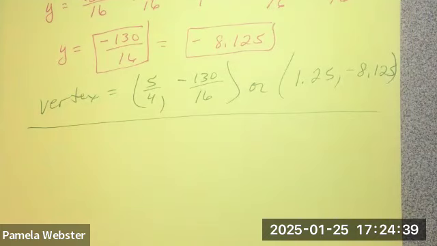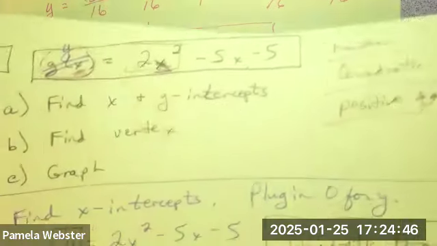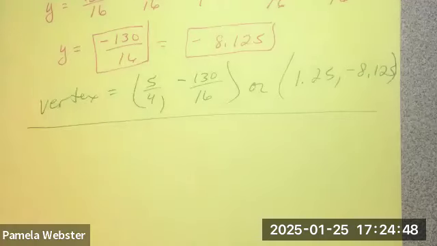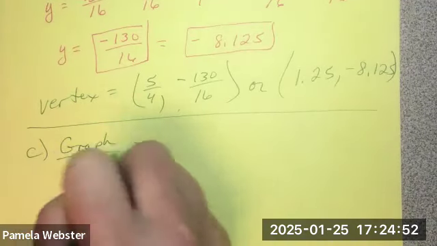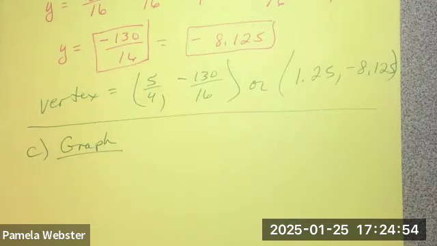Okay, and then we have one more step. I know this is really like 3 problems in one. I'm sorry it's taking so long for this one example. The last step was graph this sucker, right? So let's put it all together. C is graph. Let's see if we can stick it all together here.